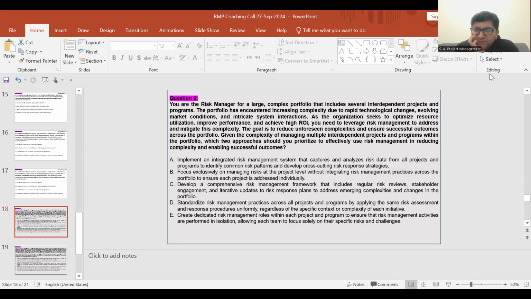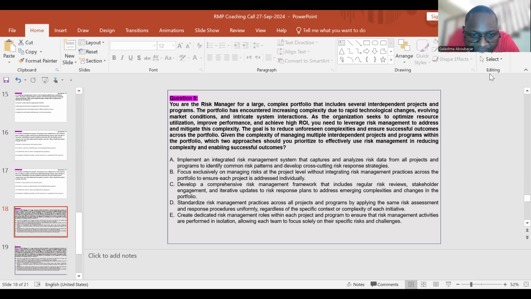D, standardize risk management practice across all projects and programs by applying the same risk assessment and responses procedure informally, regardless of the specific context or complexity of each initiative. E, create dedicated risk management roles with each project and program to ensure the risk management activities are performed in isolation, allowing each team to focus solely on their specific risks and challenges. So first, I eliminate E. Okay, E is eliminated.